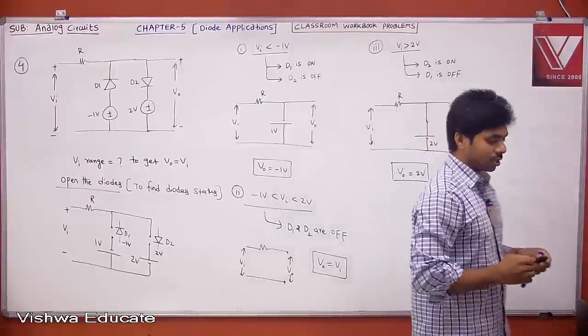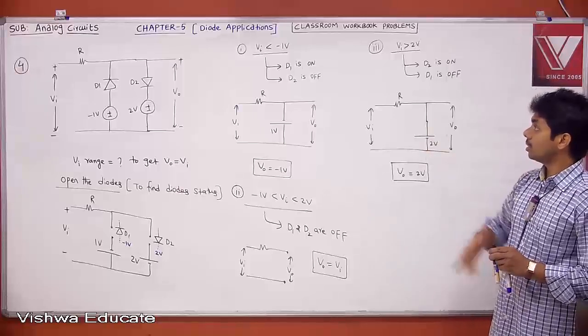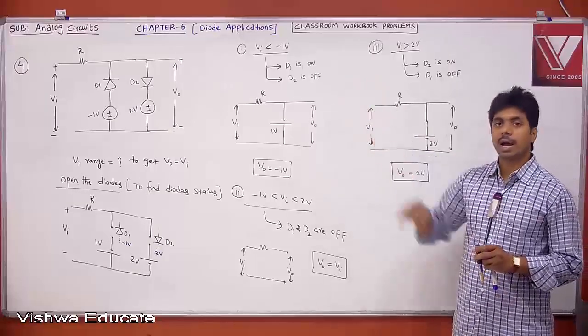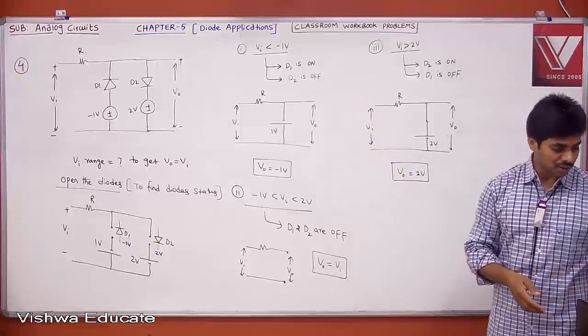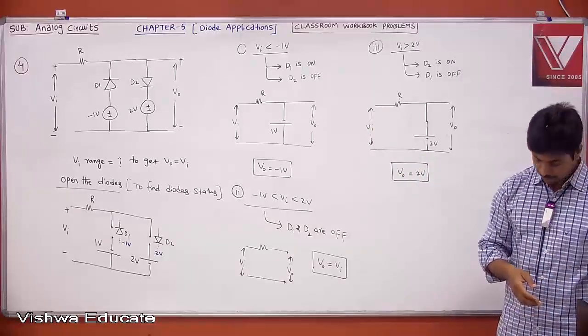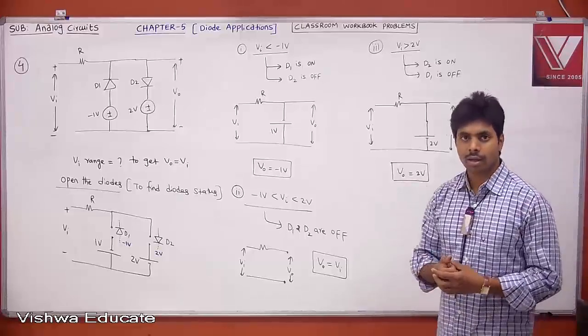Time is over for this session. Try to analyze whatever I solved, case 1, case 2, case 3, assuming diodes are ideal, because when a diode is on it is a short circuit, and when a diode is off it is an open circuit. Then we will continue in the next session. You try to analyze. Okay, thank you.